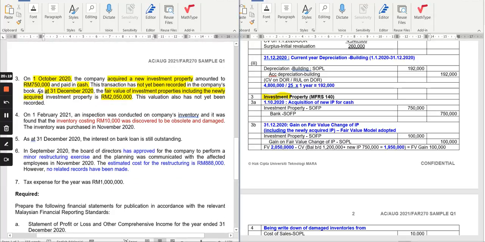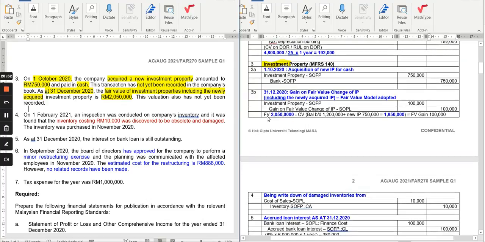Next, you have the second sentence, which I put as 3A and 3B. 3A is the first part, 3B is this second part. As at 31st of December 2020, the fair value of IP, including the newly acquired investment property, is 2050. So this is the fair value. And this valuation also has not yet been recorded. The transaction of acquisition for cash also was not recorded. So you need to record.